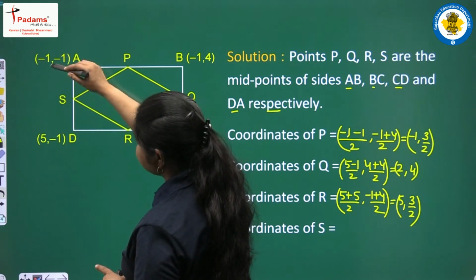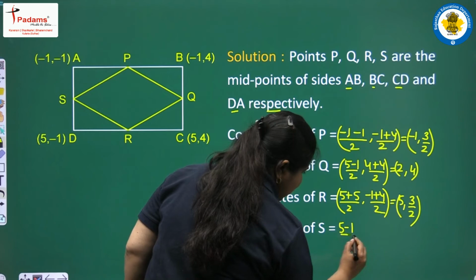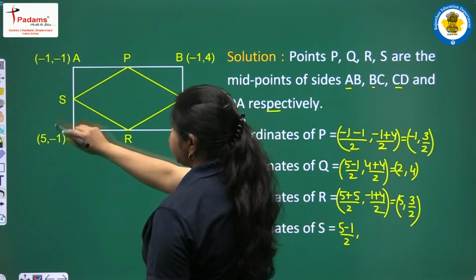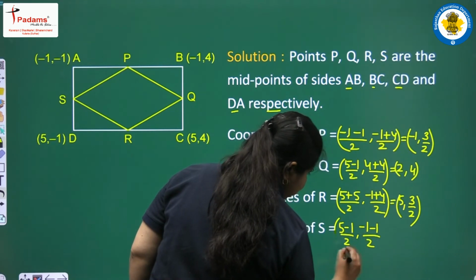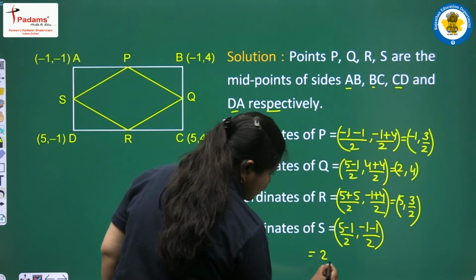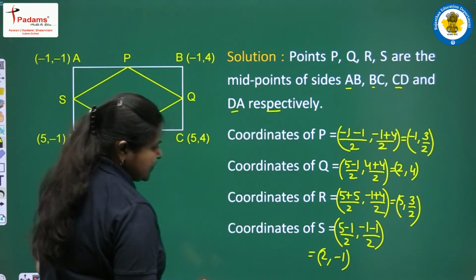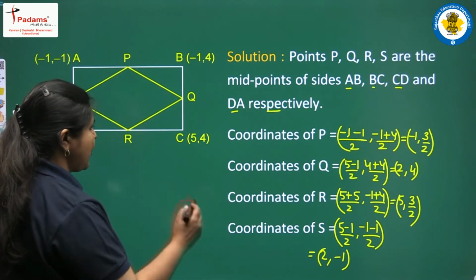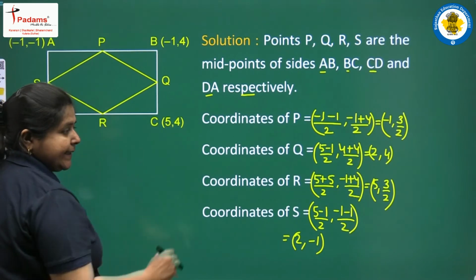In case of S, it is the midpoint of AD. From both sides the x coordinates are 5 plus -1. So we can write 5 - 1 upon 2 and -1 plus -1. So -1 - 1 upon 2. This can be written equal to 5 - 1 is 4/2 is 2 and -2/2 is -1. So in this way we have got the coordinates of points P, Q, R and S. I hope all of these are clear to you.